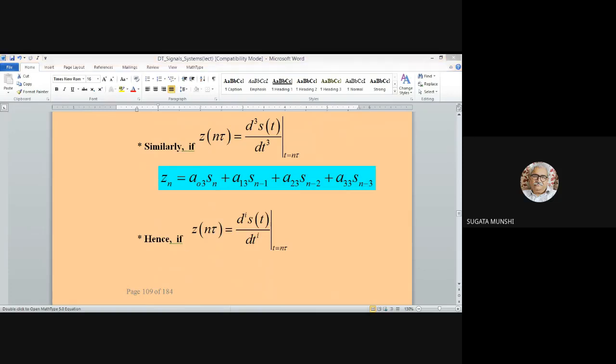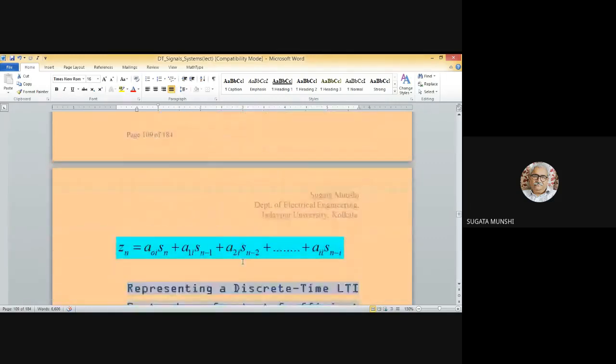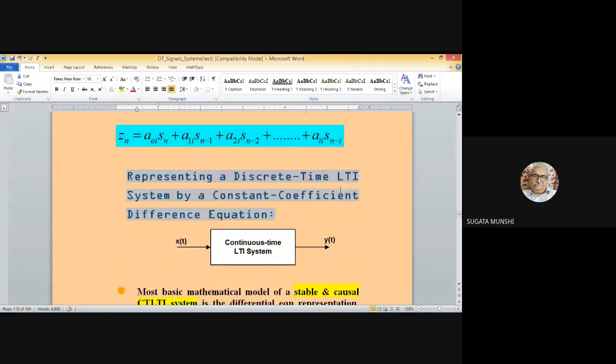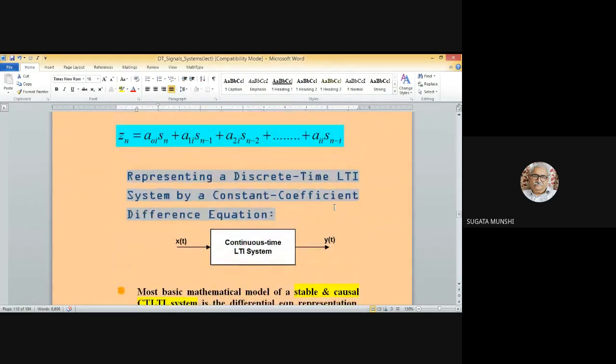Zn tau is the ith derivative of st at the sampling instance. So that is the difference relation: A0 I Sn, A1 I Sn minus 1, A2 I Sn minus 2, in this way up to AII Sn minus I. So we can use this knowledge to represent a discrete time LTI system in general, any general form of DT LTI system, by a constant coefficient difference equation relating the output to the input sequences.